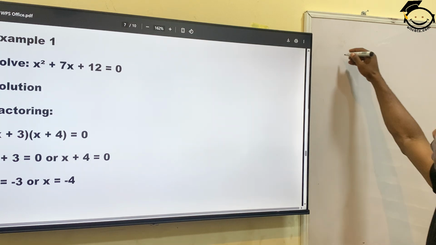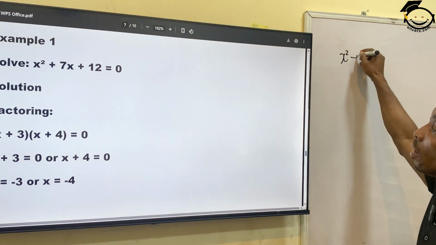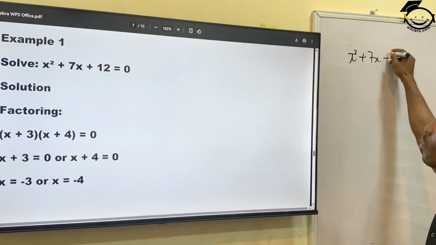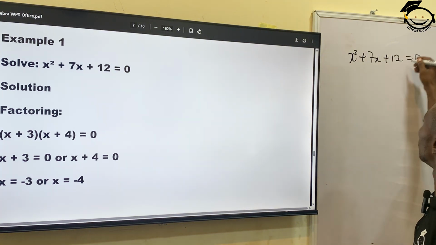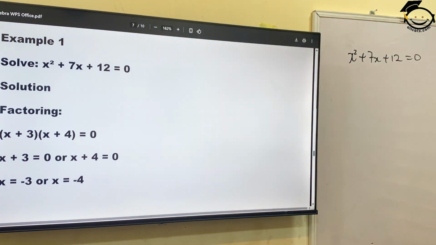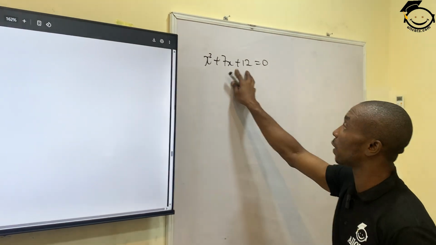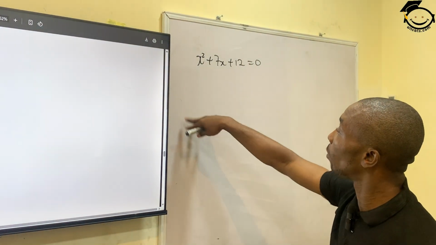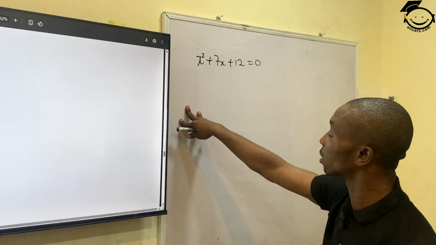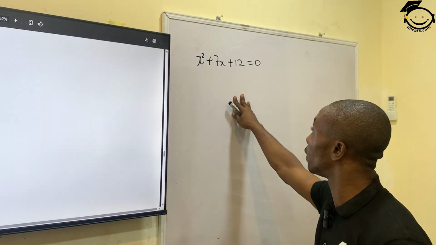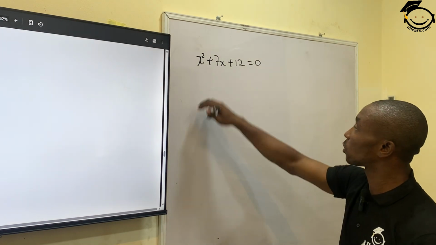We have x squared plus 7x plus 12 equals 0. If we factor this out, we can decide to factor since it's factorable, or we use our almighty formula, which is our quadratic formula, to solve it. But let's see, is it factorable?